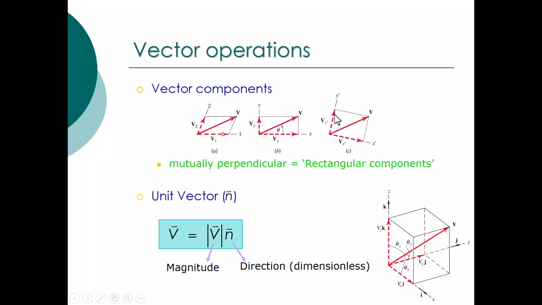In order to make a good representation of those vectors, we will use the notation of unit vectors. Unit vector is a vector that has the same direction of the original vector, but it has a magnitude of 1. So we're gonna express the original vector using this unit vector.